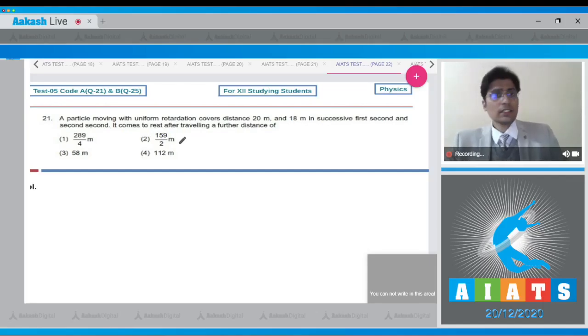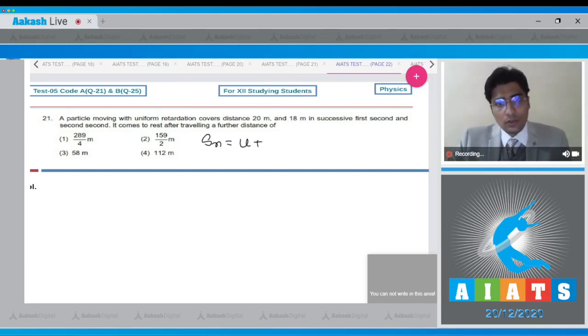Question 21 says a particle moving with uniform retardation covers 20 meters and 18 meters in the successive first second and second second. It comes to rest after traveling a further distance of. The concept that we have to use here is that the distance traveled in the nth second is equal to u plus half a into (2n minus 1). We use u as the initial speed and a is the acceleration.